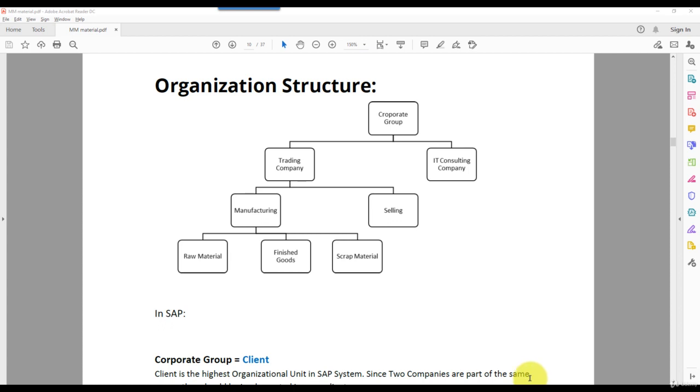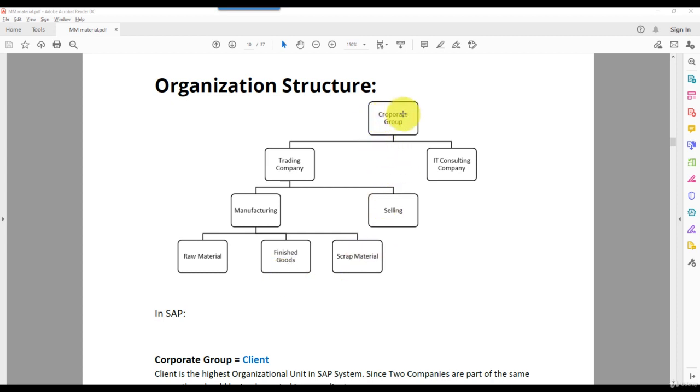Welcome back. In the previous session, we understood the SAP logon screen. In this session, we are going to understand organization structure. This is the sample structure. What we are going to understand here is how to map this structure in SAP.